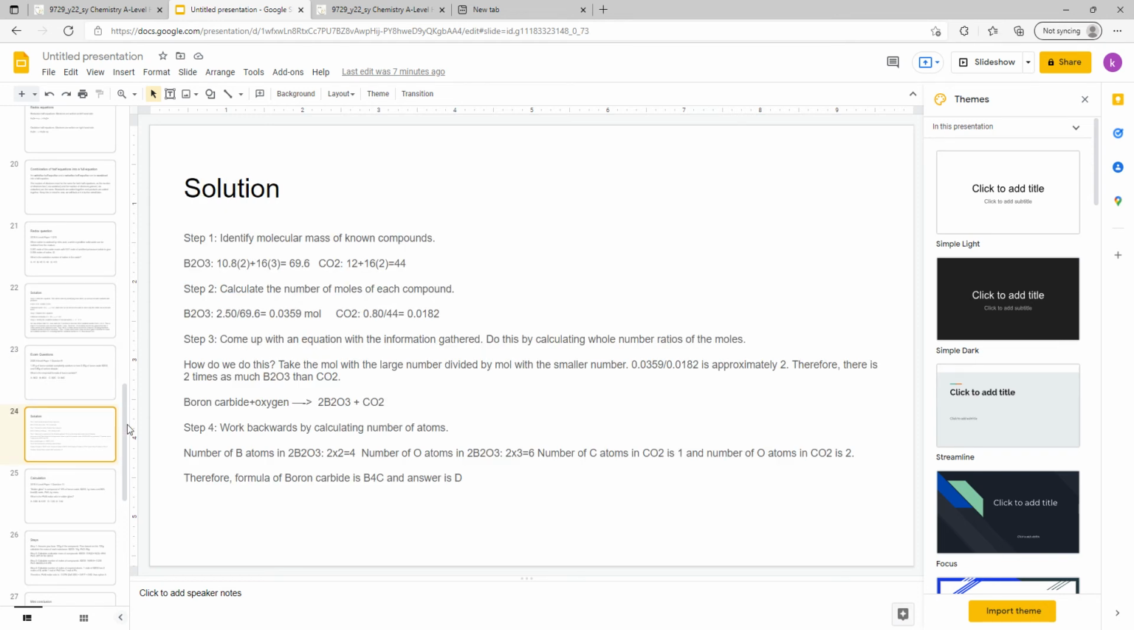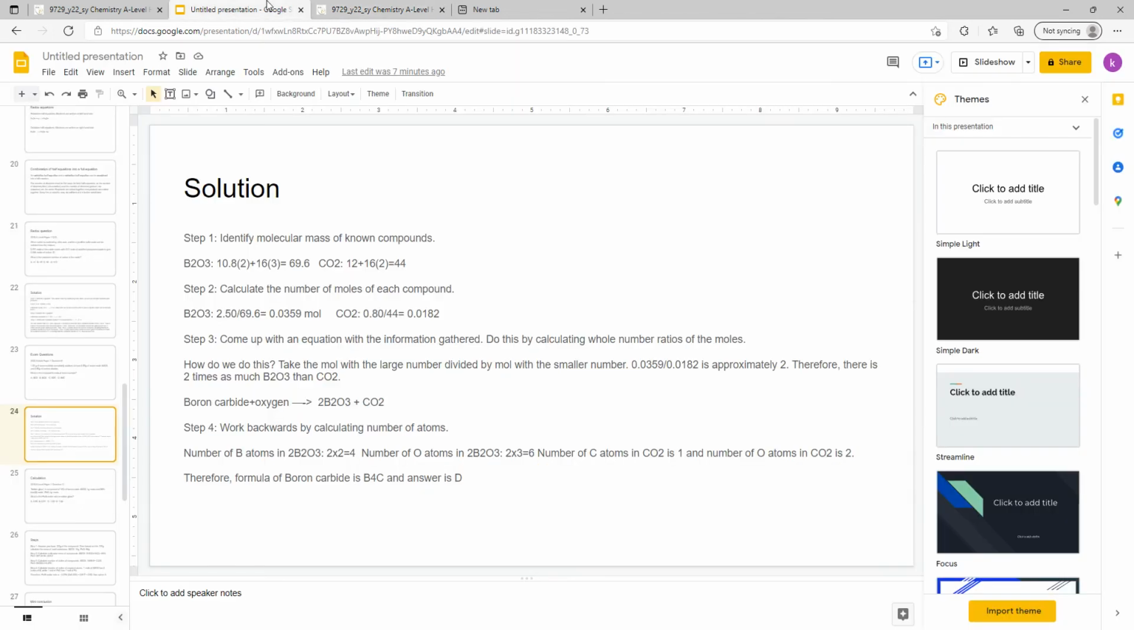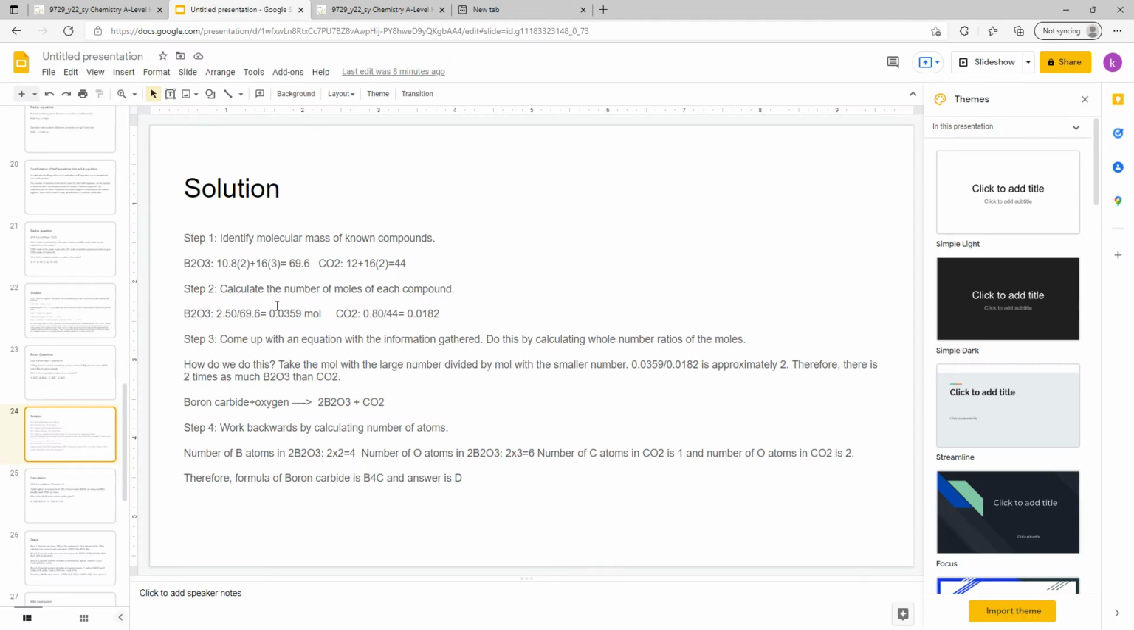Okay, welcome back. So, step 1, we need to identify the molecular mass of the new compounds. For B2O3, it would be 2 times 10.8 for boron and 3 times 16.0 for oxygen, which would give us a total of 69.6. Then for carbon dioxide, it would be 12 for carbon plus 2 times 16 for the 2 oxygen atoms, which would give us 44. Then we need to calculate the number of moles of each compound. So since we have 2.50 grams of B2O3, we eventually get 0.0359 moles, while for carbon dioxide, since we have 0.80 grams of it, we get 0.0182.